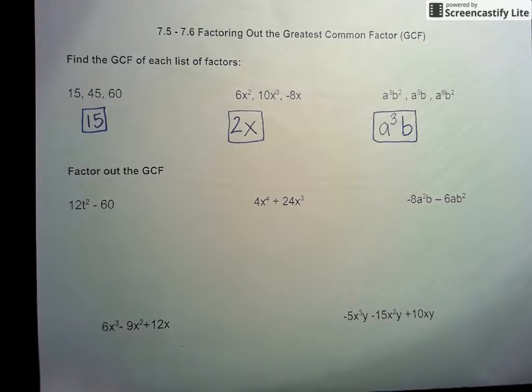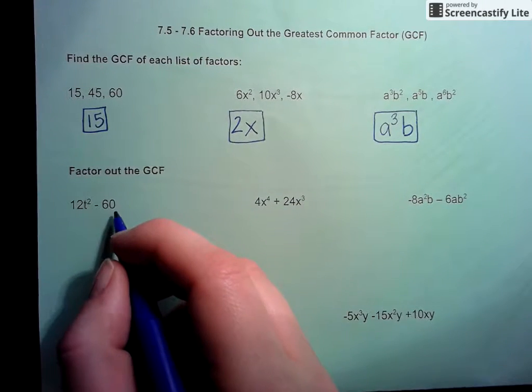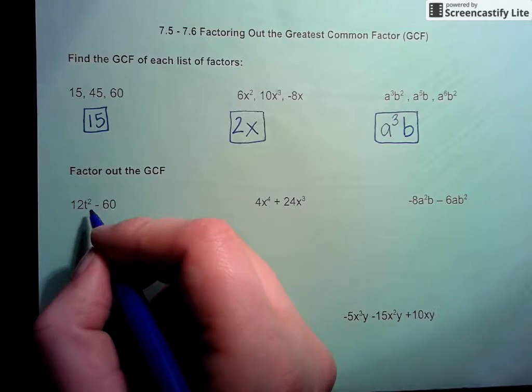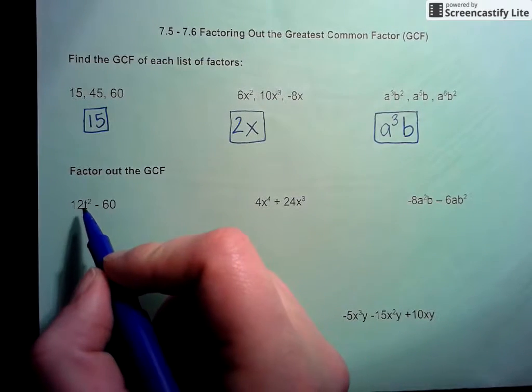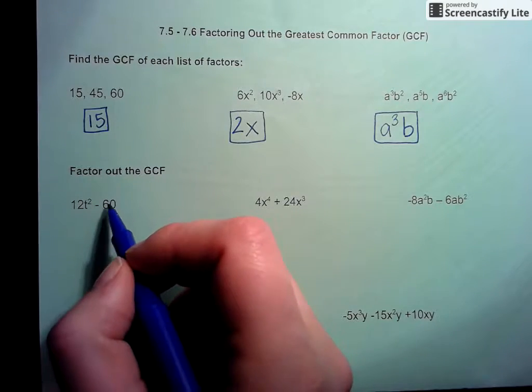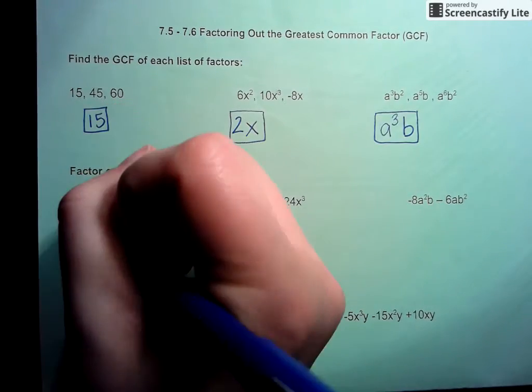Now, when you factor out the GCF, you have to make sure your polynomial is in standard form. And you have to make sure that if your polynomial starts off with a negative, you factor that out with the GCF. So in this case, my polynomial is in standard form, and I don't have a negative number starting. So I need to ask myself, what would be the greatest factor I can take out of both these numbers? Well, in this case, the greatest common factor is going to be 12.